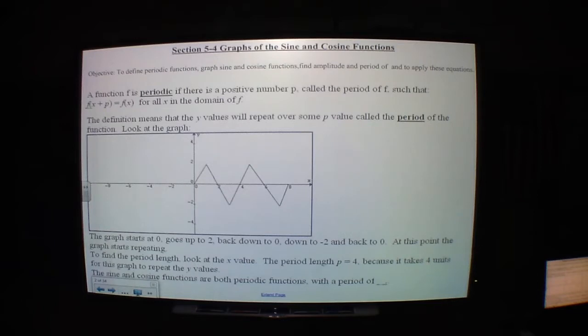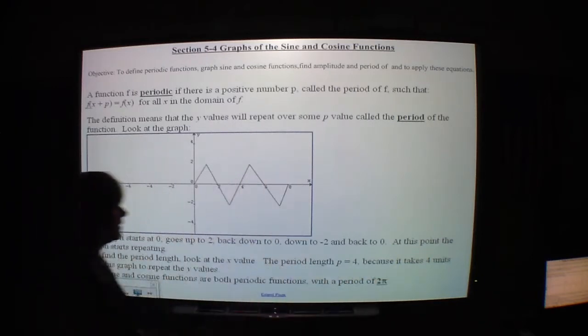The sine and cosine functions are also both periodic functions. And remember, think about the unit circle. You went around a whole circle, 2 pi, and then it started repeating itself. It was the same thing. So they both have a period of 2 pi.